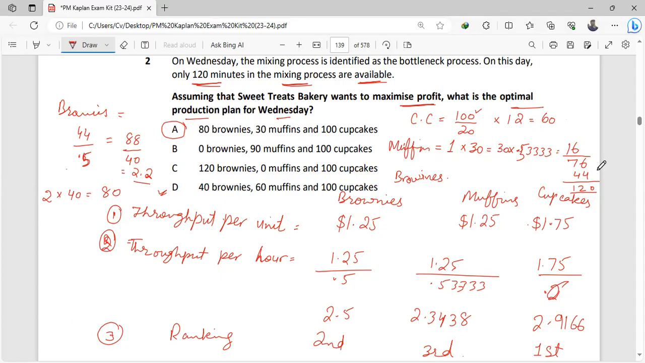We can produce a maximum of 88 brownies. Why? Because we have 44 minutes and each brownie requires 0.45 hours. So a maximum of 88 can be produced. We are producing in batches. That's why 88 divided by 40 is 2.2 batches. It is not possible to produce 2.2 batches, because batches are produced in full. We can produce either 2 or 3 batches, but we cannot produce 3 batches because we are facing a limiting factor. We can produce only 2 batches. Each batch requires 40 units, so we can produce 80 units of the brownies, 30 for the muffins, and 100 for the cupcakes, right? Any question still?